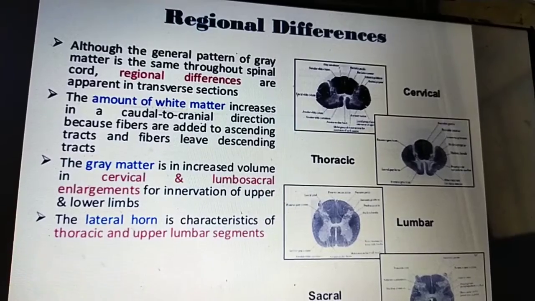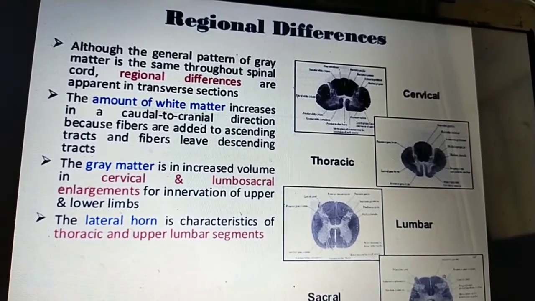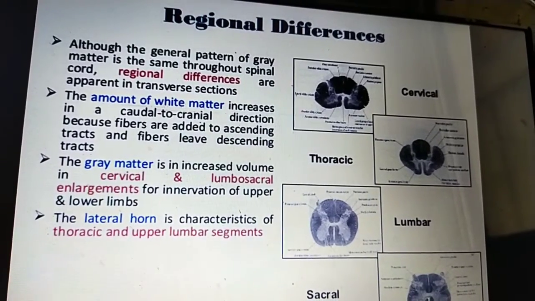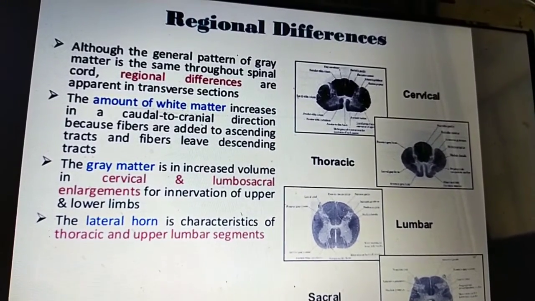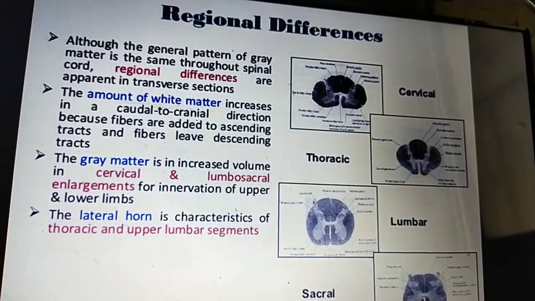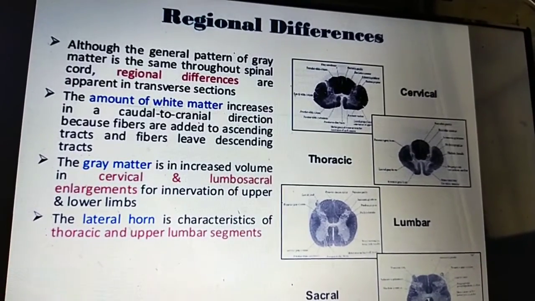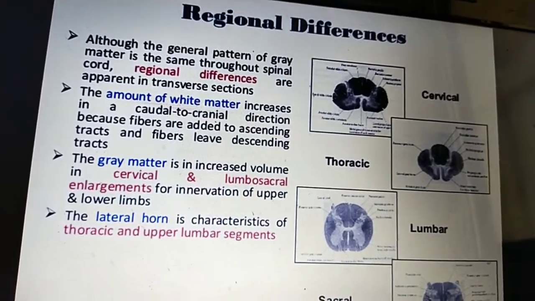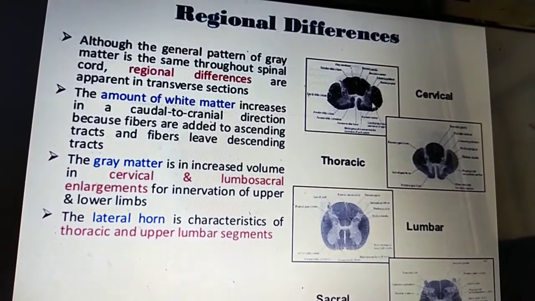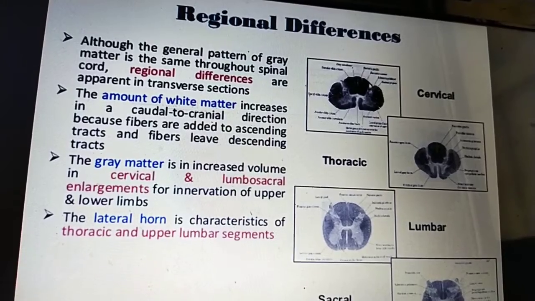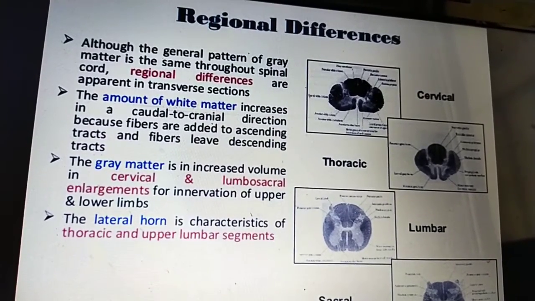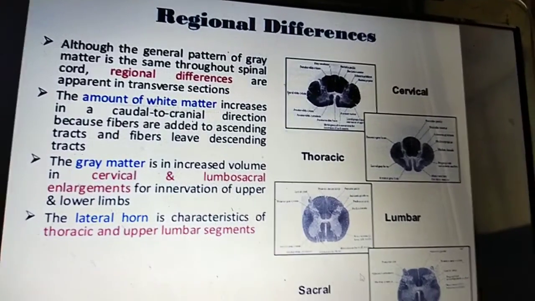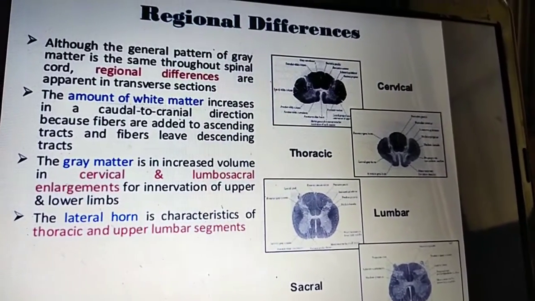The gray matter is increased in volume in the cervical and lumbosacral enlargements for innervation of the upper and lower limbs. The lateral horn is characteristic of the thoracic and upper lumbar segments. You can see here the amount of the white matter. In the cervical it is more, in the thoracic there is less, lumbar is more, and here is more. See.